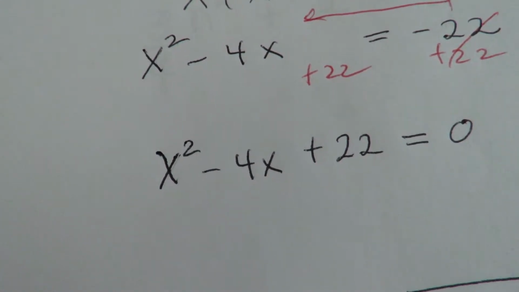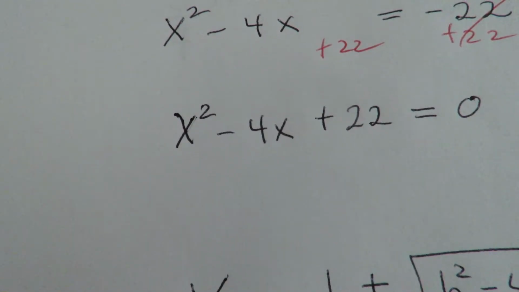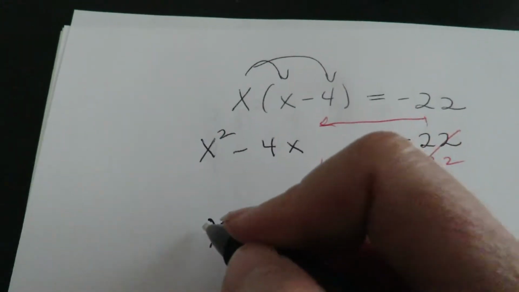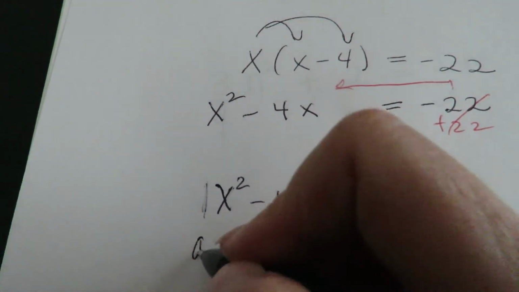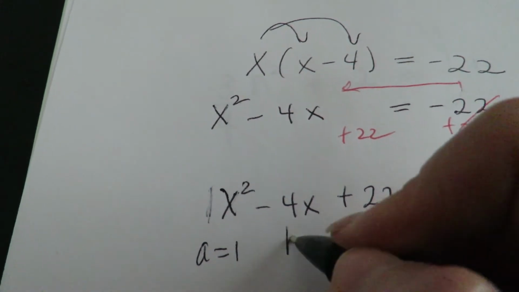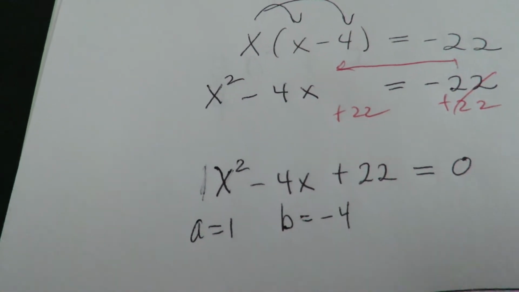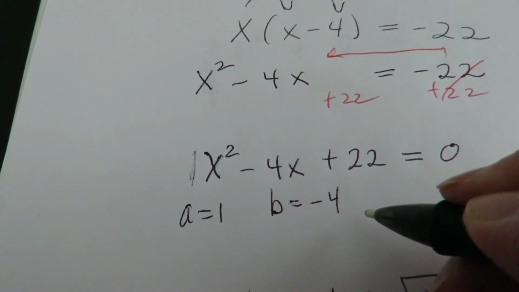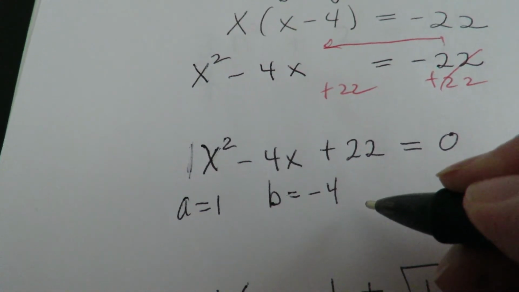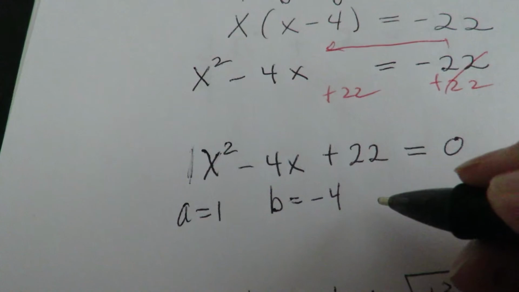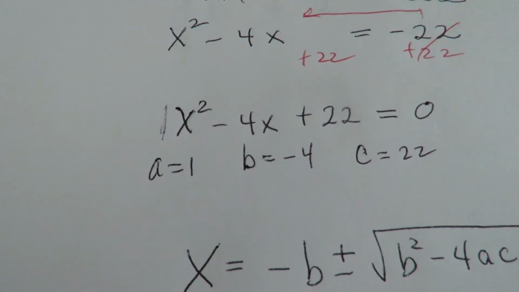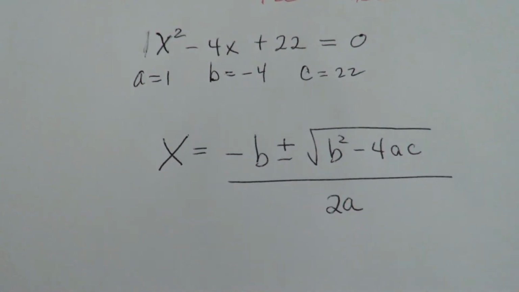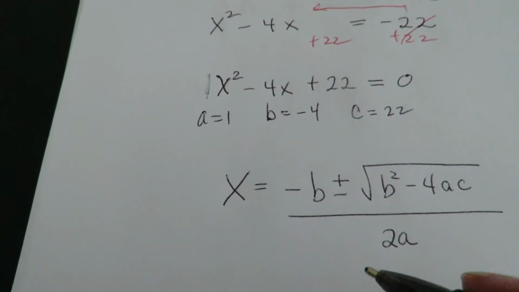I just have to identify my a, b, and c. If there's nothing in front of the x, that would be the a. So a is positive 1. b is negative 4. Again, make sure you take your positives and negatives when you figure out a, b, and c. c is 22. Okay, those are the numbers for this round. Let's give it a go. Let's plug them in.